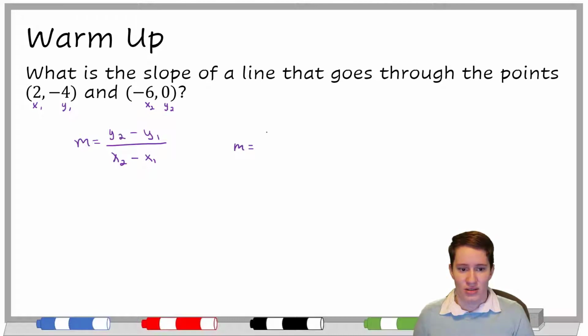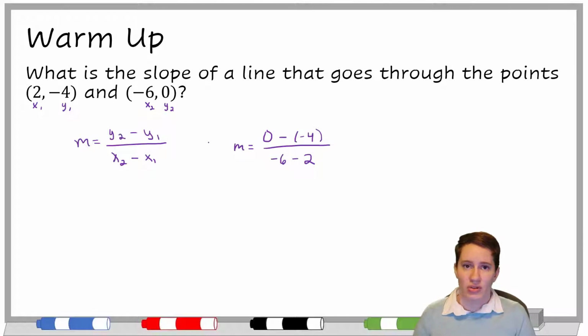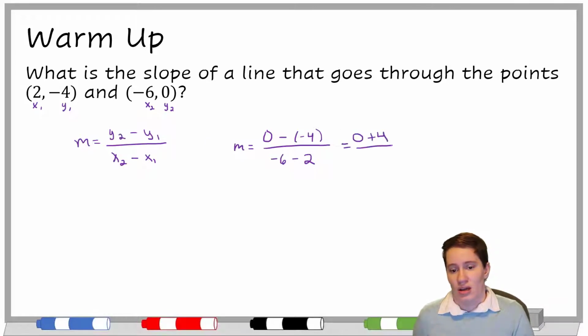All right, let's plug this in. m equals y2 is 0, and then y1 is -4, over x2 is -6, and x1 is 2, so I'm going to subtract 2. So here's what happens, remember, with the slope formula, because we're subtracting these, it changes whatever the second number is, it changes the sign, basically. So when I do 0 minus -4, what I'm actually doing is 0 plus 4. And then when I do -6 minus 2, remember that 2 negatives here mean that we add these together. The -2 is making -6 more negative, so this should be -8.